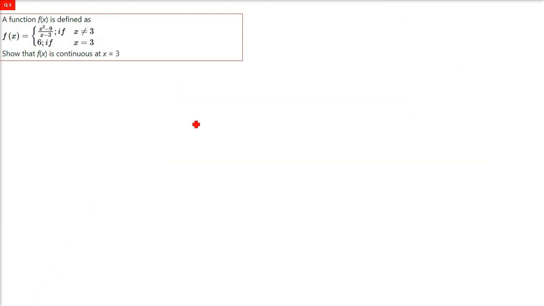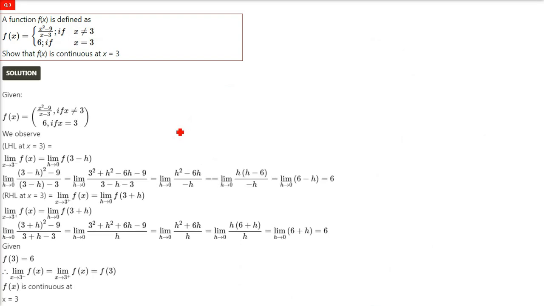So actual solution I am showing you right now, and this is how you are going to write. Not what I am writing. I am just giving you all the ideas so that you are aware what exactly is going on. But this is the way you have to write. Given, we observe, LHL, write LHL given, then f(x) is continuous at x equals 3 with all the computation which you see here.